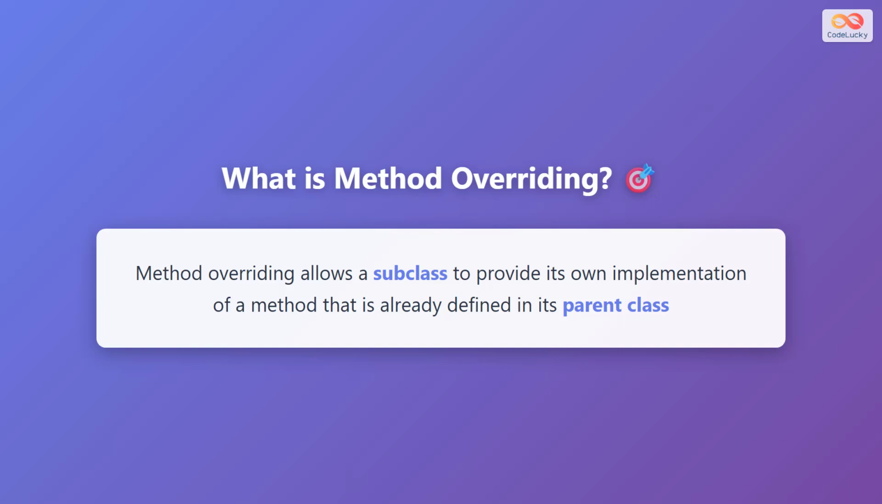Method overriding is a feature that allows a subclass to provide its own implementation of a method that is already defined in its parent class. When you override a method, the subclass version replaces the parent class version for objects of that subclass. This gives you the flexibility to specialize behavior while maintaining the same method signature.